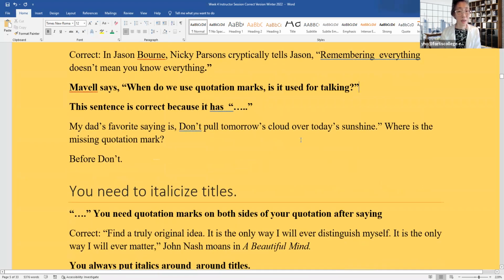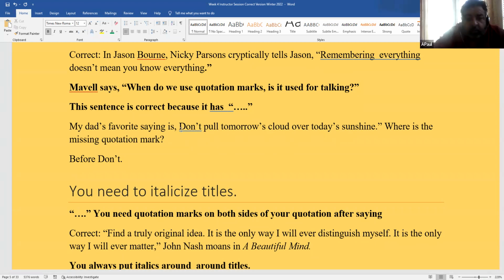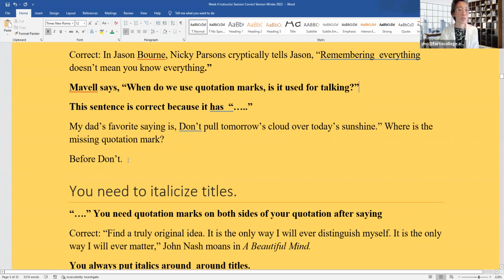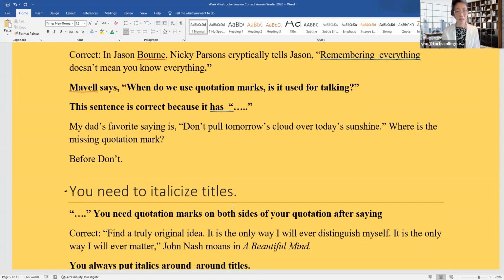And so here is another question from your quiz. My dad's favorite saying is, don't pull tomorrow's cloud over today's sunshine. Where is the missing quotation mark? So here you have a quotation mark after the word sunshine. Where do we need the other quotation mark to be? Anybody? Before the word don't. So when it's going to have one of the before don't, so that's the correct answer. So then if I put the quotation mark over here, now it's totally correct.